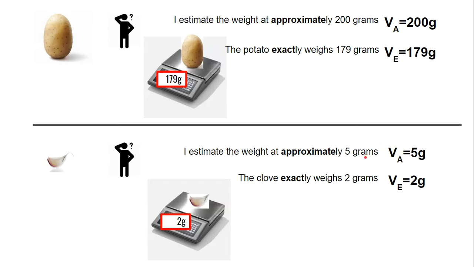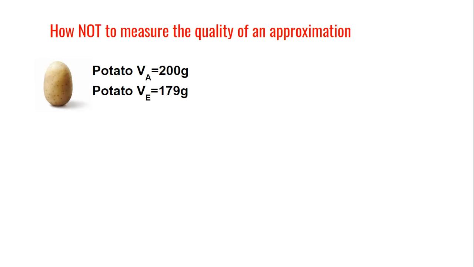Let's suppose now I want to answer a very simple question. Which one of the two was a better approximation? My approximation for the potato or my approximation for the garlic? Which one was I better at doing? Here's a simple way to think about the problem. Now, this is how you should not measure the quality of an approximation. Here's what I got for my potato, my approximated value, and my exact value.